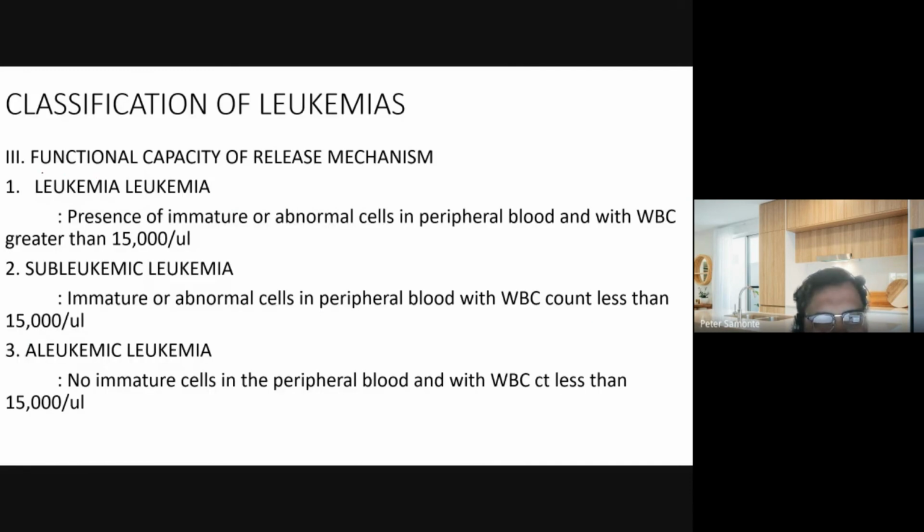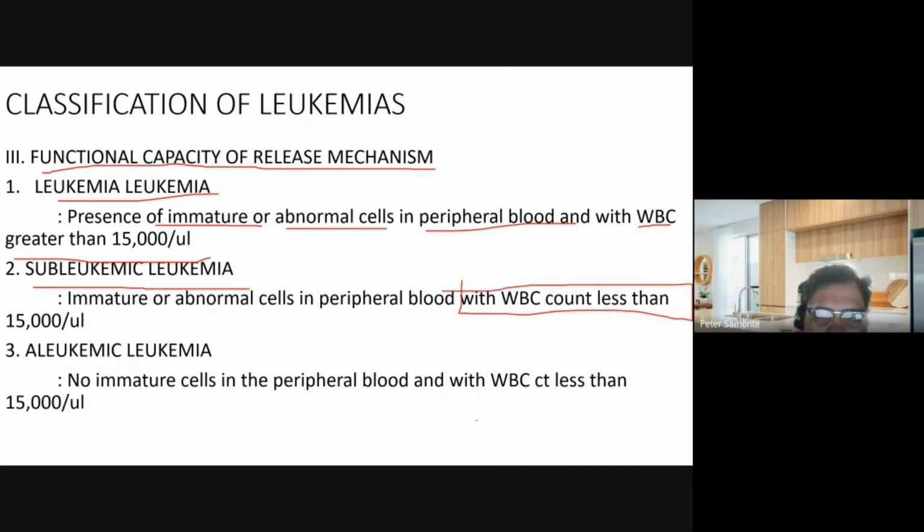Then let's talk about the functional capacity of release mechanism. So there are three types, class. We have your leukemia. This is characterized by the presence of immature or abnormal cells in the peripheral blood and with WBC greater than 15,000 per unit. Then we have your subleukemic. What you just need to remember here, class, is they have different WBC counts. There is the presence of immature abnormal cells with WBC count less than 15,000 units.